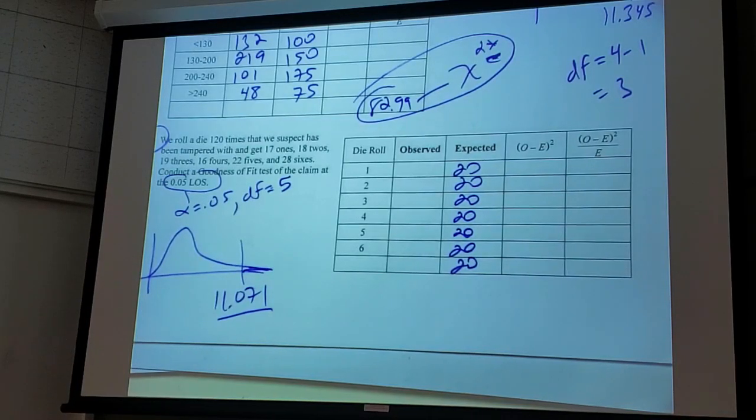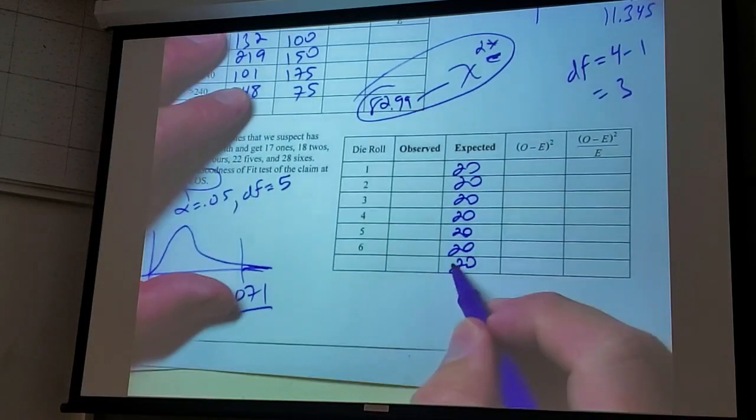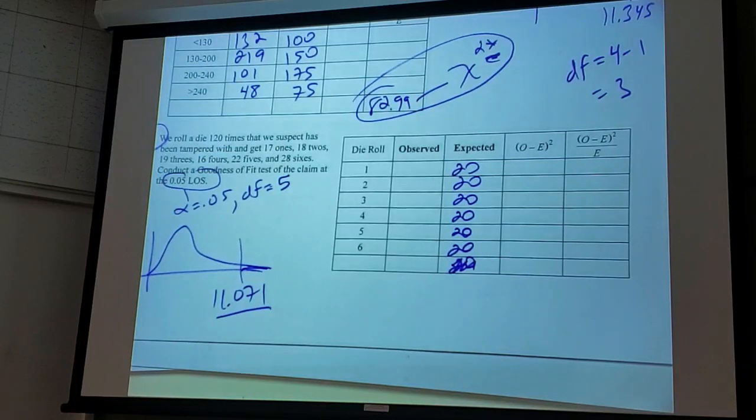Oh, okay. So if I have 120 and there's 6 possibilities, 120 divided by 6, they should each show up 20 times. I like it. So anytime you have a uniform distribution, you divide the total by the number of categories, so you can see how much each category gets.